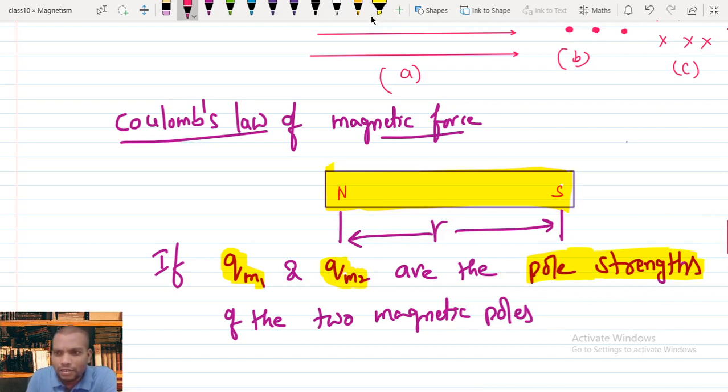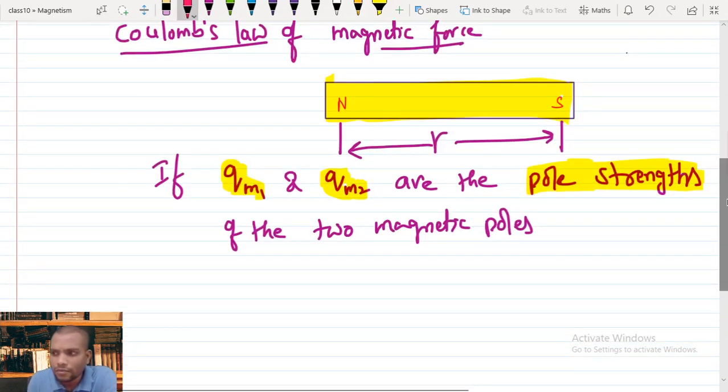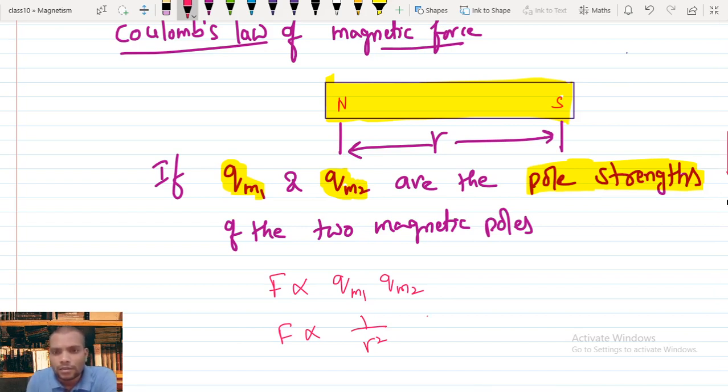Then if I try to define Coulomb's law in this case, the force F between the two poles is directly proportional to the product of the pole strengths Qm1 and Qm2, and the same F is inversely proportional to the square of the distance between them. And this formula changes like this.